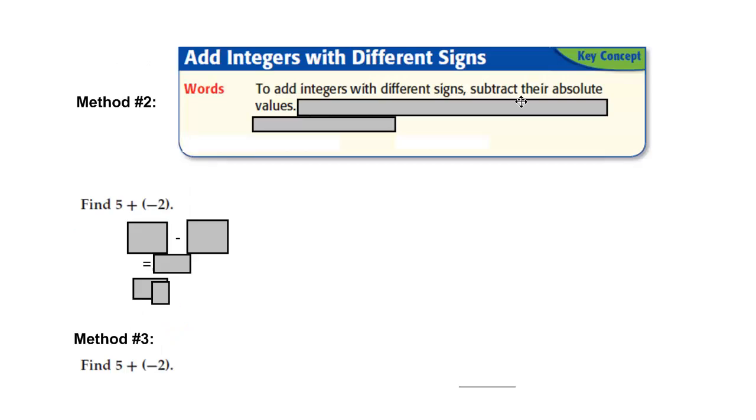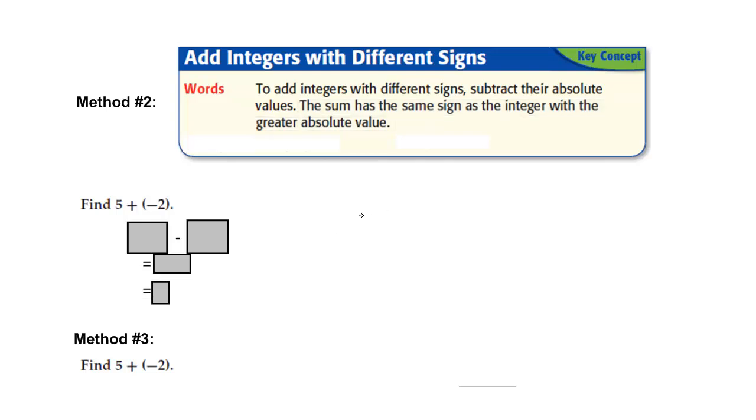Second method, using absolute values. It says to add integers with different signs, subtract their absolute values. Okay, so the sum has the same sign as the integer with a greater absolute value. So here we go, same problem, 5 plus a -2. The absolute value of 5, subtract the absolute value of -2.